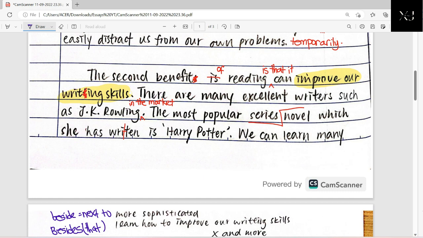And then she started off by giving us a little bit of background story, saying that there are many excellent writers in the market, such as J.K. Rowling, and the most popular novel series that she has written is Harry Potter. So we introduced this writer, and of course when you introduce a celebrity, you will introduce what movie she was starring in, or what work she has done, and all those things, right? So same goes for this. When you introduce an author, you must also talk about what was her most popular work, which is the Harry Potter series. And the word written is pronounced as written, not written, and there are 2 T's.